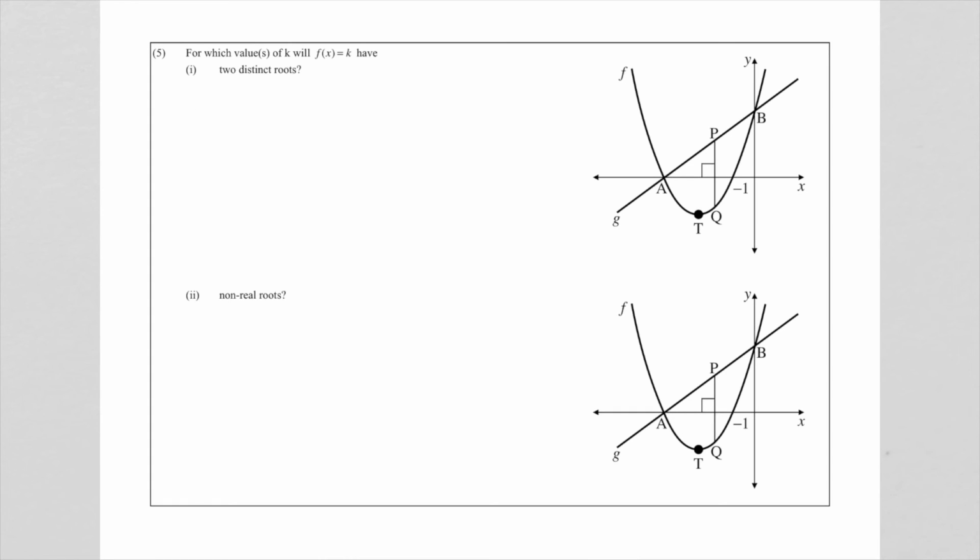In question 5, they ask us for which values of k will f(x) equal k. And you will notice there's more than one sub-question. So in this first one of number 5, they say f(x) is equal to k, and the roots must be different, 2 distinct roots. In the second part, the roots must be non-real. So let's just look at this one. So f(x) is equal to k, that is the parabola that was given to us. And they now said to us it must be equal to k.